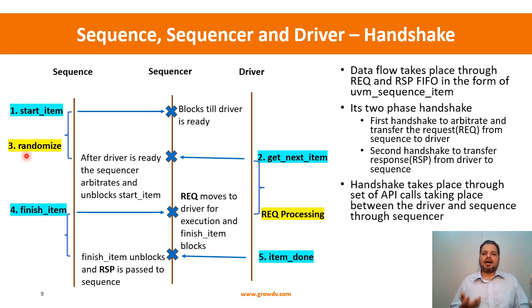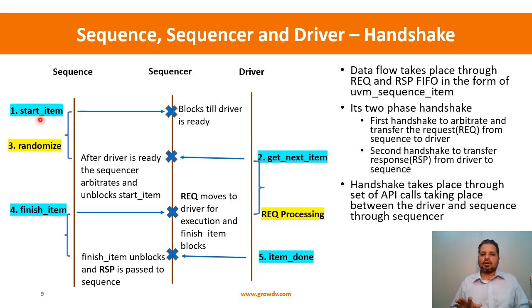Now what you do is, in the sequence body, after randomizing, you call the finish item, and then the finish item blocks, right? Both of these are blocking type of task calls. So the finish item blocks, but the request moves to the driver. The sequencer now moves the request to the driver for execution, and then the get next item gets unblocked. The get next item doesn't get unblocked till the sequence calls finish item. So don't get confused that the start item got unblocked through the get next item call to the sequencer doesn't mean that get next item has also gotten unblocked.